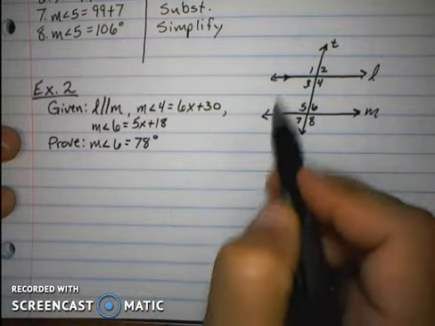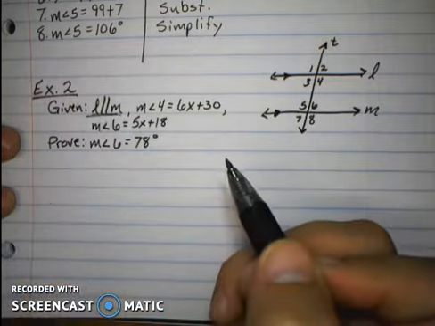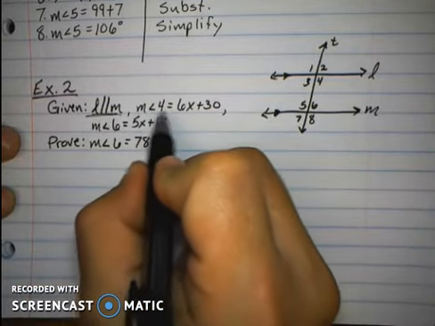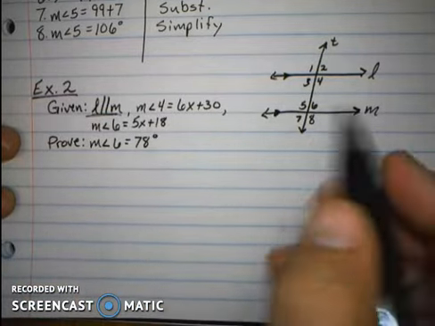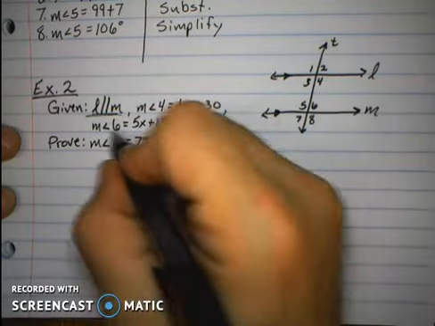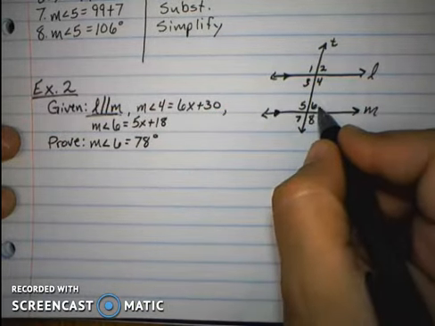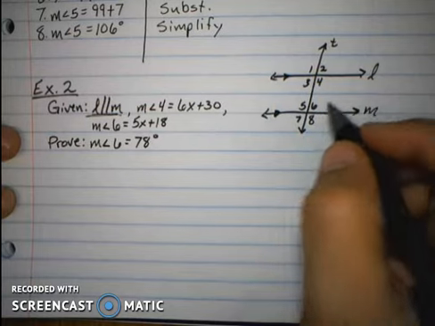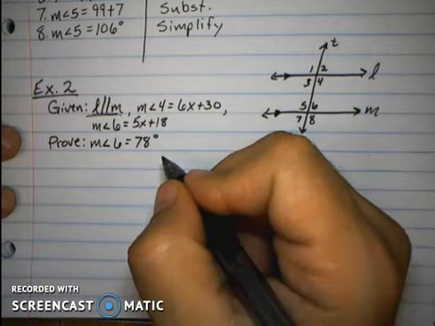We are given, again, parallel lines. That has to be established first. And this time we're told angle 4's measure is 6x plus 30. And angle 6's measure is 5x plus 18. So we're using 4 and 6 here. We want to prove the measure of angle 6 is 78 degrees.